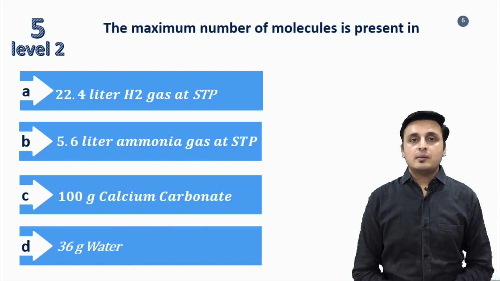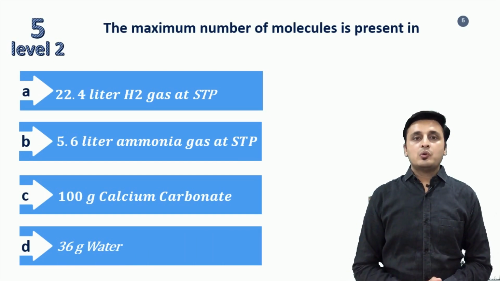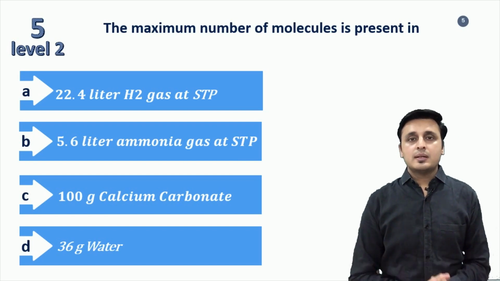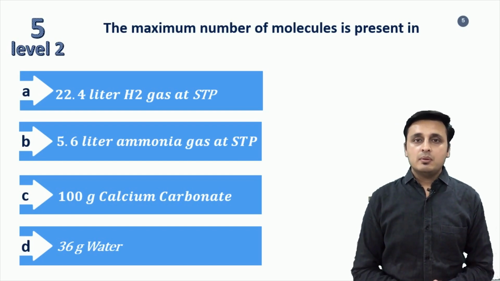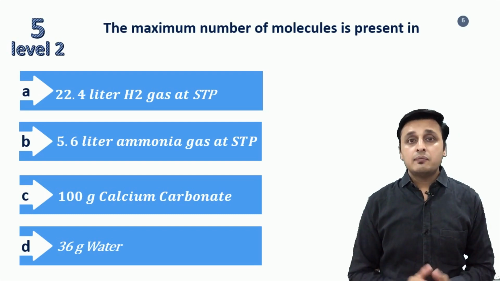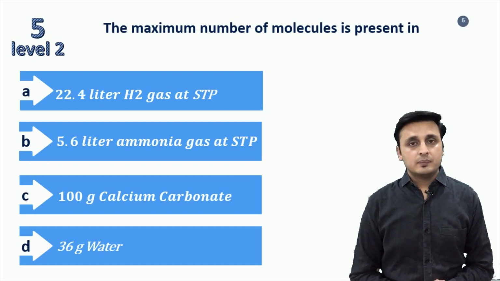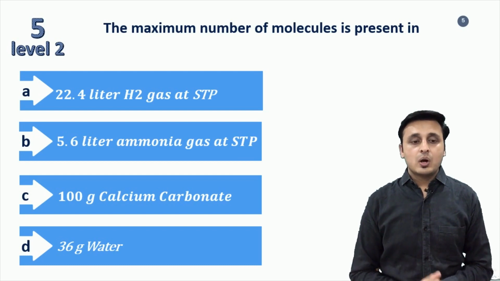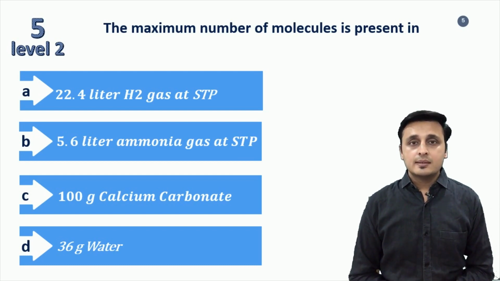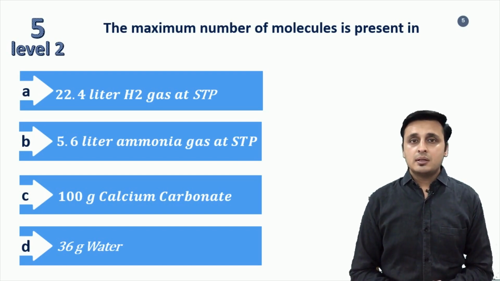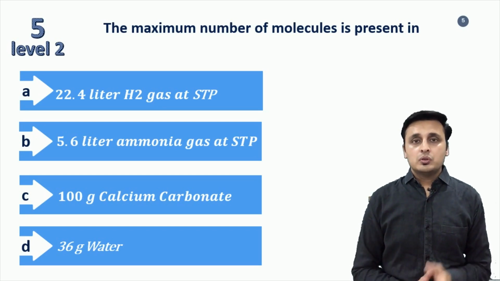Dear friends, let us understand the concept. If we want to find out the maximum number of molecules, first of all we need to remember that if the mole numbers are high, the number of molecules will be more. Therefore, in all the cases if we get the number of moles, we can easily say what the maximum number of molecules present is. Now if we see the options, option A is 22.4 liter hydrogen gas at STP. For any gas at standard temperature and pressure, 22.4 liter represents 1 mole. So for option A, 1 mole of gas is given.